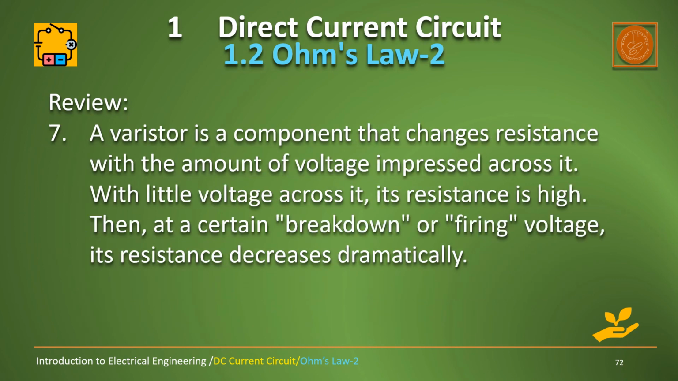Number 7. A varistor is a component that changes resistance with the amount of voltage impressed across it. With little voltage across it, its resistance is higher. Then, at a certain breakdown or firing voltage, its resistance decreases dramatically.